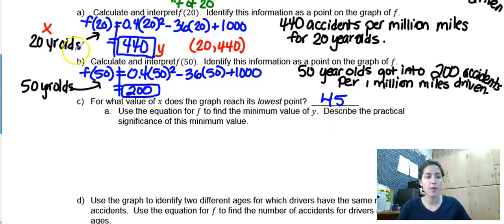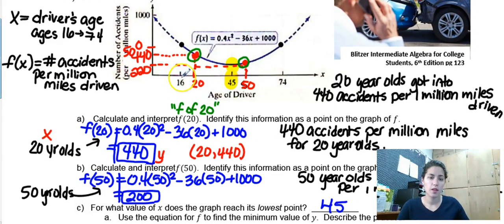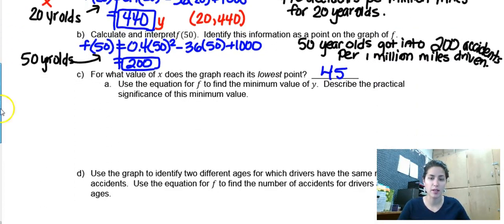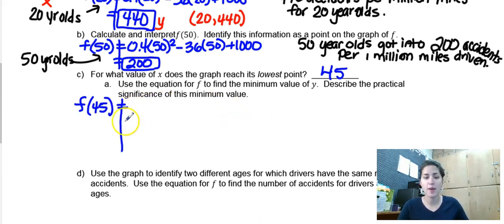So the smallest value for y, meaning smallest number of accidents, will take place at that same x value. So let's take that x value and plug it in. F of 45. Once again, I'm going to pause the video right here and I'm going to finish my setup and get my answer, and this time I'm going to write my sentence. So see if you can press pause right now and do your setup and get your answer and write your own sentence, and then we will come back together when you press play and compare answers.